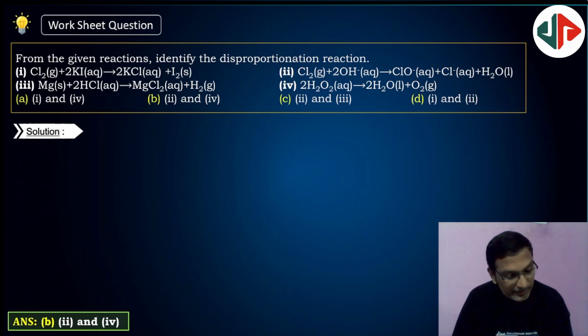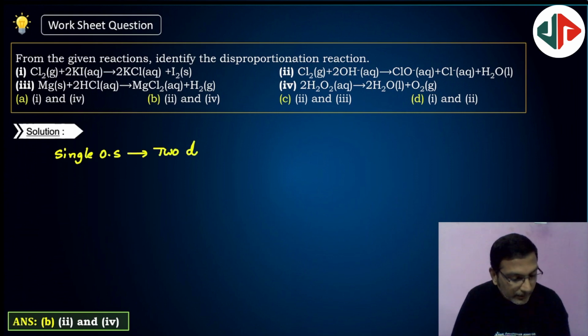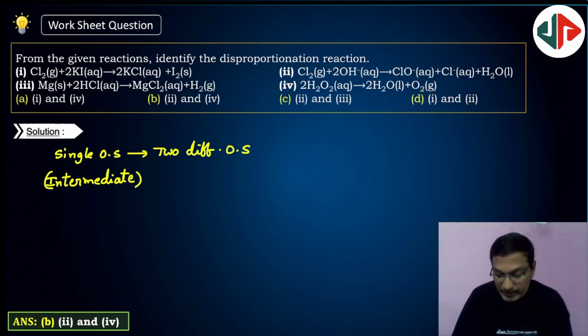This one also simple. From the following reactions, identify disproportionation. So, in a disproportionation, a single oxidation state will be divided into two different oxidation states. A single oxidation state can be an intermediate oxidation state. Clearly, options verification.